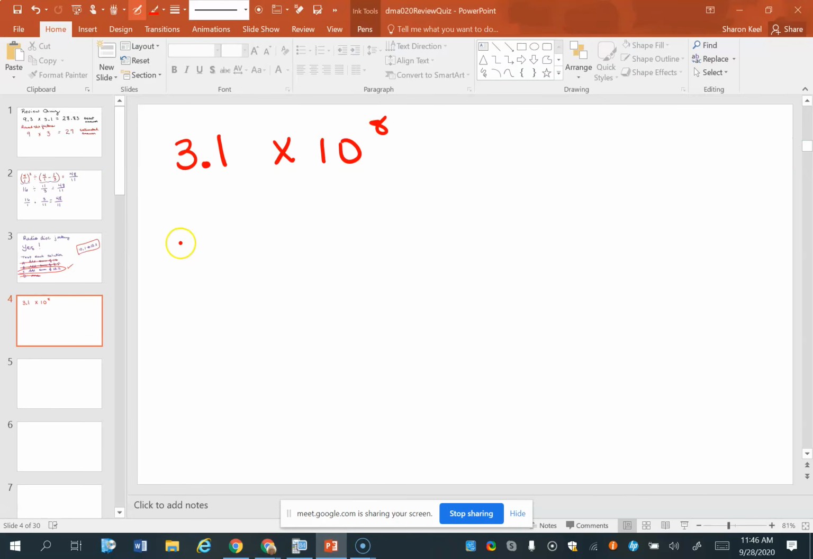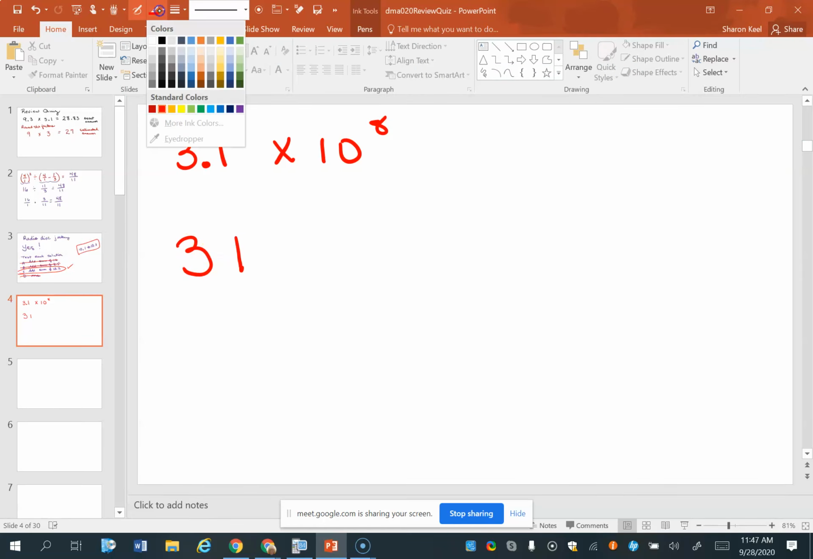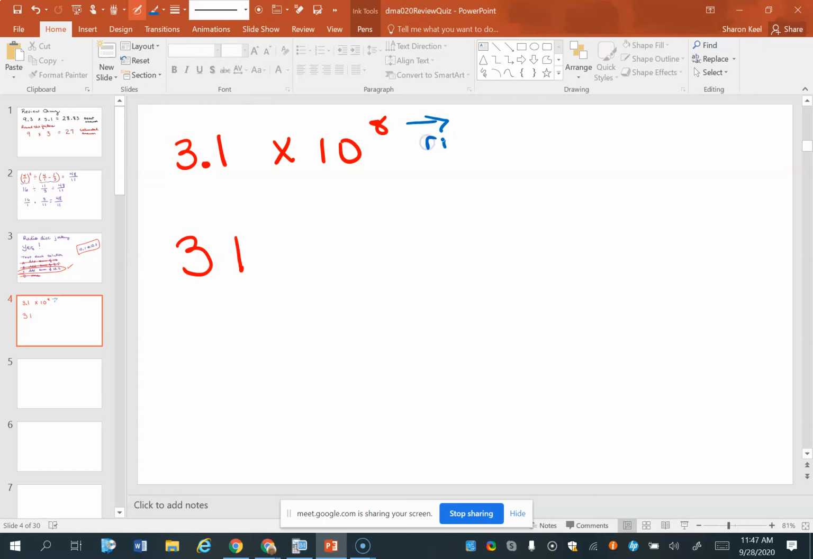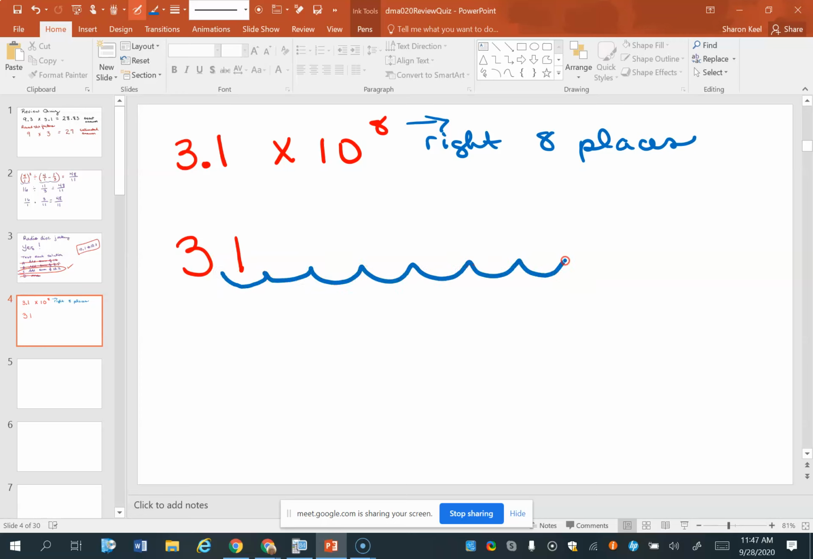So to write this in standard notation, be sure you remember that since the exponent is positive, you're going to move the decimal to the right, and you're going to move it right 8 places. Where you begin is where the decimal is originally located. It does not mean add 8 zeros. It means start here, and we're going to go right 1, 2, 3, 4, 5, 6, 7, 8 places.